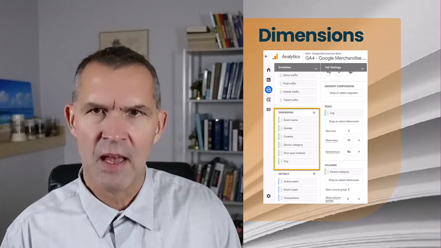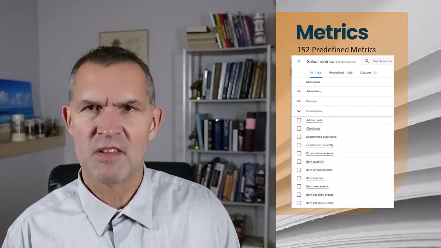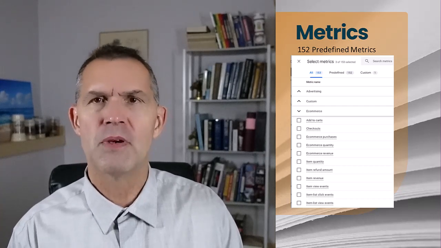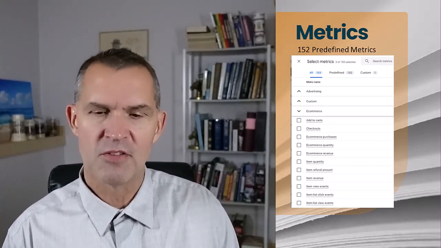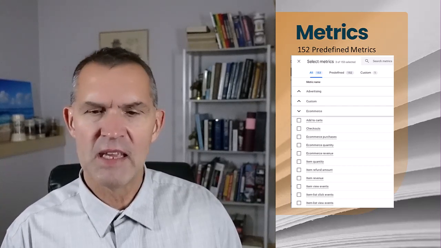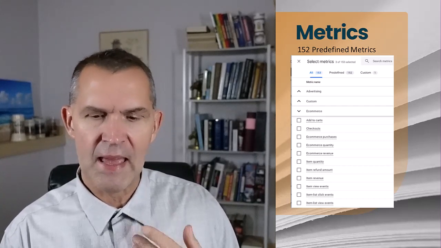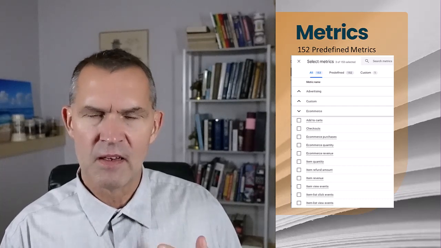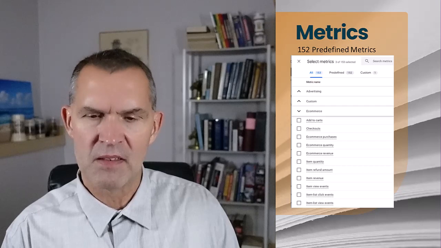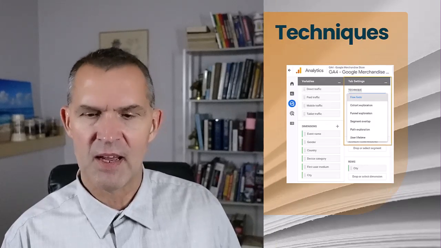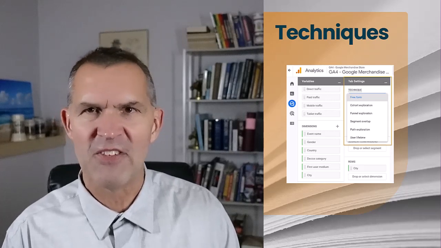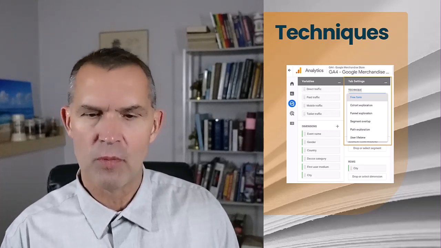Now metrics, these are the actual metrics that are built into GA4, and there are 152 predefined metrics, but you can also create your own. For the metrics section, the main thing you're looking at here is you can look at things like active users, event count, conversions, transactions, revenue. Those would all be examples of different types of metrics. So that usually gets you through the left-hand side of the freeform tool.